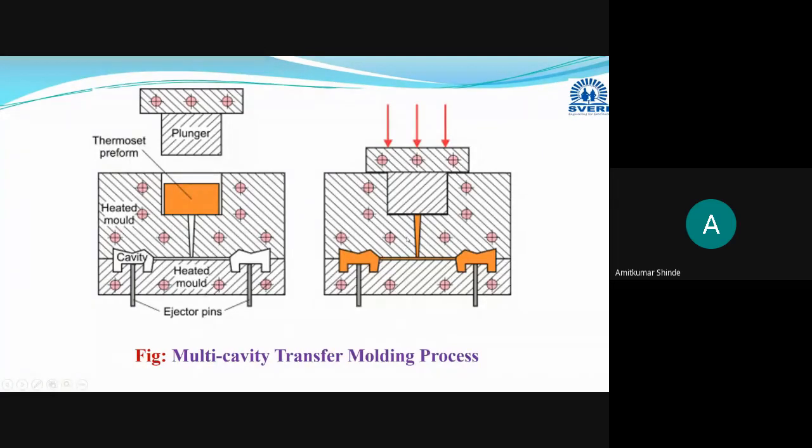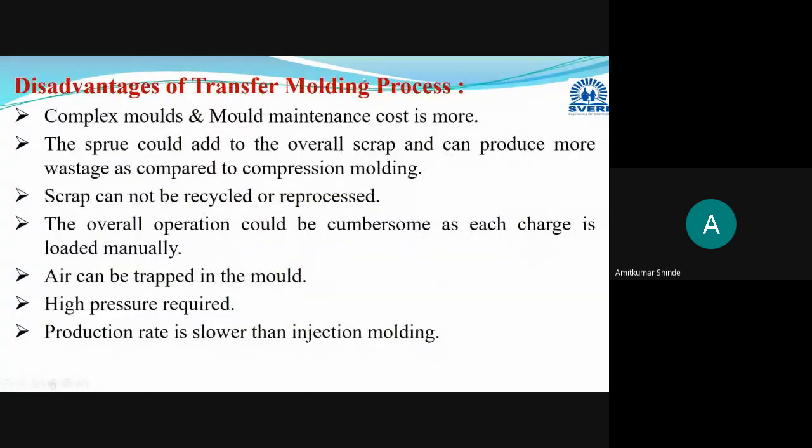And as we are using thermosetting material here, this scrap, whichever waste material is there, cannot be recycled or reprocessed. This is your final product, and whichever extra material is there in the sprue, runners or gates will be wasted. So in this way wastage is more due to this sprue arrangement, and the scrap formed cannot be recycled or reprocessed.